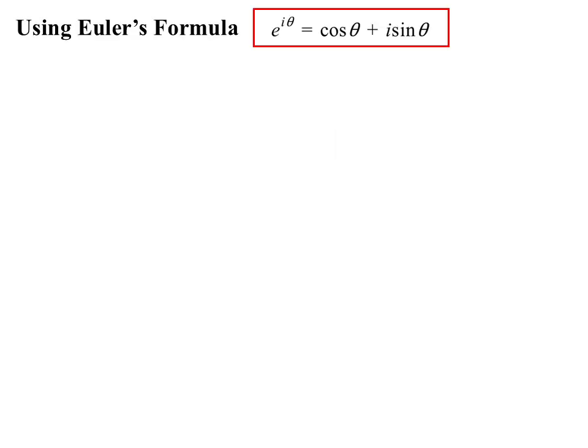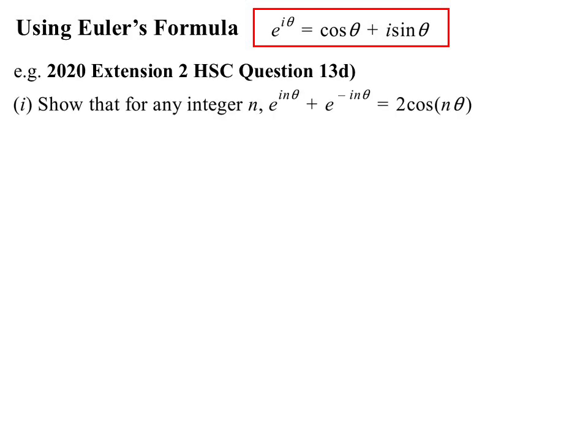Some people like it. Using Euler's formula. Remember this one? e to the i theta is cos theta plus i sine theta. In 2020, this question appeared. We want to show this result. It's one of our standard results. e to the i n theta plus e to the minus i n theta is that.